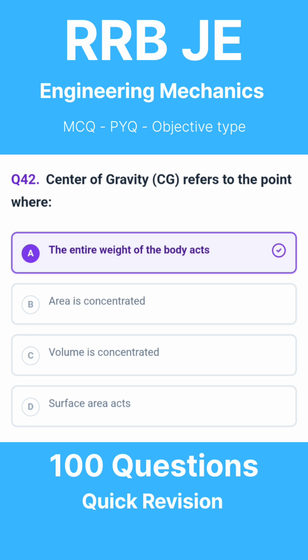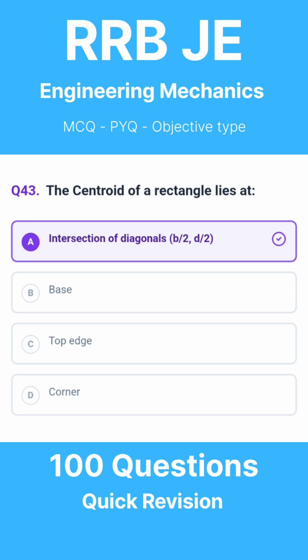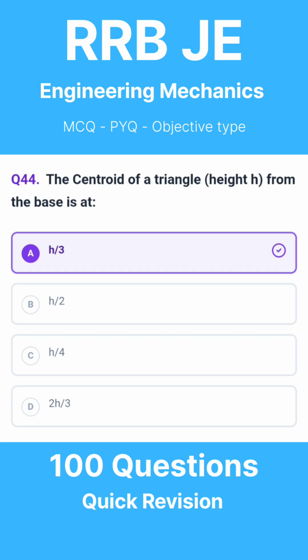Question 42. Center of gravity CG refers to the point where. The correct answer is the entire weight of the body acts. Question 43. The centroid of a rectangle lies at. The correct answer is intersection of diagonals, B divided by 2, D divided by 2. Question 44. The centroid of a triangle of height h from the base is at. The correct answer is h divided by 3.